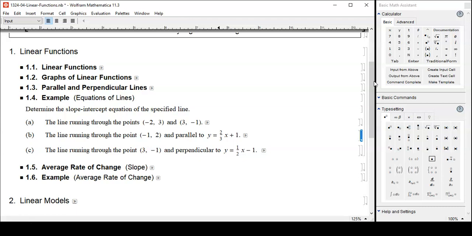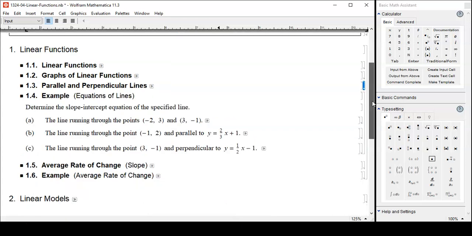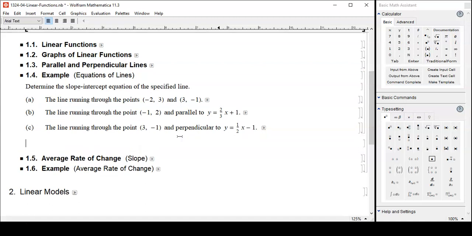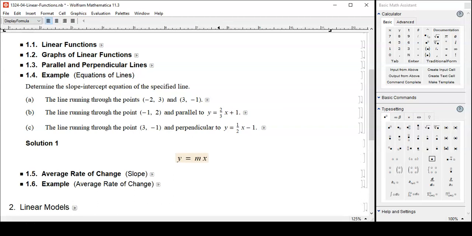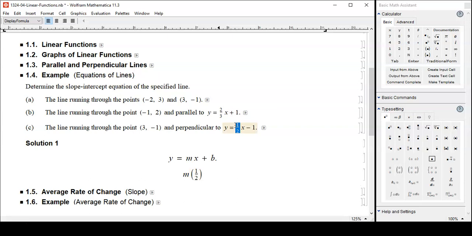Enough time for one more? Okay, let's do one more. The line running through the point 3, -1 and perpendicular to this line. Perpendicular. The product of two slopes must be -1. So if y equals mx plus b, then m times this 1/2 should be -1. So from here you can find out what m is.